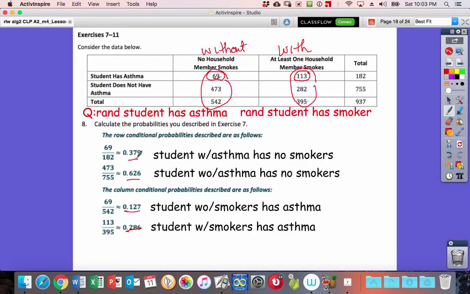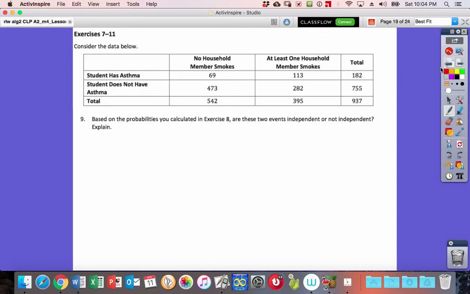So go back and look at that first table, and you can kind of see how it's actually kind of neat that you see that was an independent one, and no matter how you do the numbers, the probability was always the same. But in this case, they're different. They're not independent. Okay, based on the probabilities you calculate in exercise 8, are these two events independent or not independent? They're definitely not independent because the conditional probabilities need to be equal for the events to be independent.